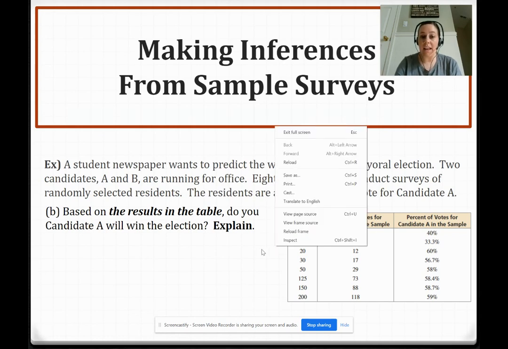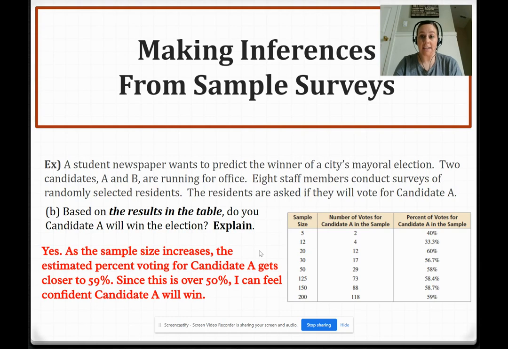So what I can say now, however, is that yes, at this point, I do feel like candidate A might win. As the sample size increases, the estimated percent voting for candidate A gets closer to 59%. Since that's over 50%, I can feel more confident in candidate A winning. The larger the sample, typically the more accurate the measurement. So I'd want to look at those larger samples as my indication about candidate A winning or losing.